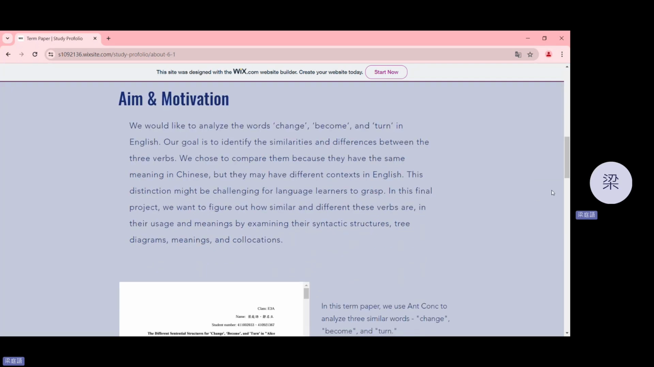Next is our aim and motivation. We would like to analyze the words change, become, and turn in English. Our goal is to identify the similarities and differences between the three verbs. We chose to compare them because they have the same meaning in Chinese, but they may have different contexts in English.